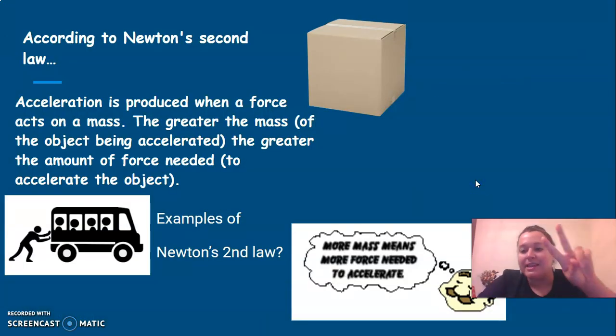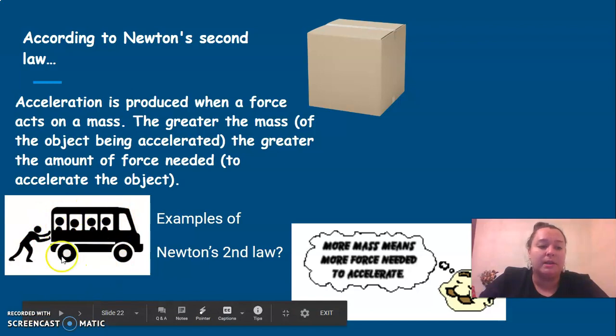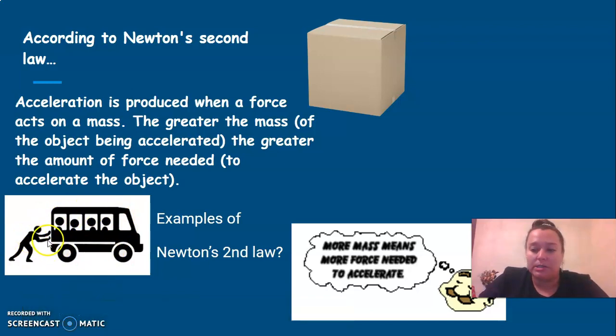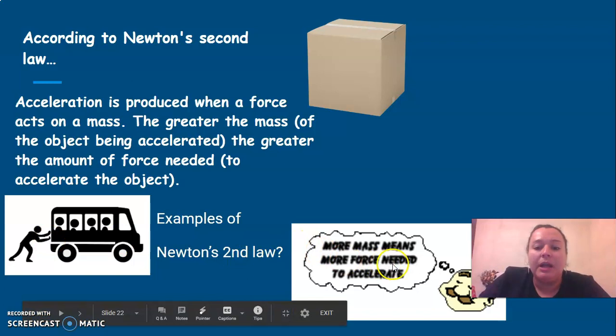All right, now for the second law of motion. And this is honestly the one that people tend to forget about. What it says is acceleration is produced when a force acts on a mass. The greater the mass of an object being accelerated, the greater amount of force needed to accelerate the object. So what does this mean? Let's break this down. Basically, bigger objects like a bus take more force than something that's smaller. And that's to accelerate it, to speed it up, or to slow it down.